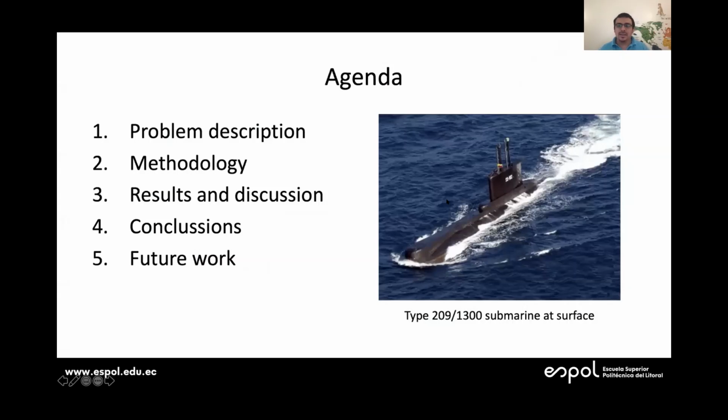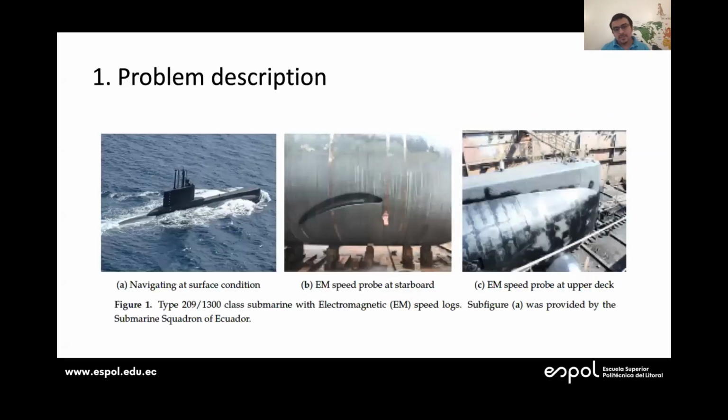And the thing is that we were kind of hired by the Ecuadorian Navy to analyze one of their submarines. This is a submarine that was built in Germany around 40 years ago. It is still operating, and they keep upgrading their equipment on a regular basis. So this submarine is around 60 meters long, and they were having an issue.